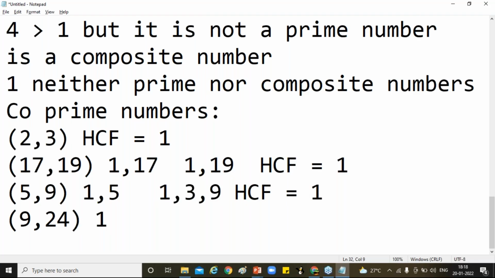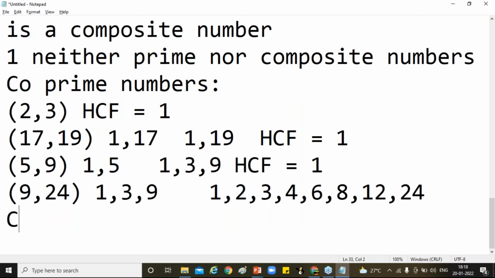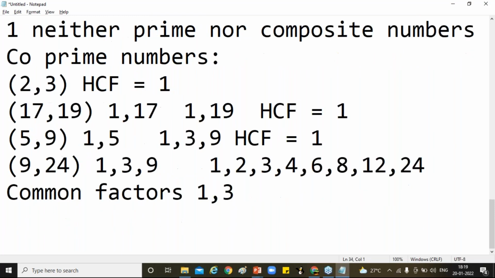But coming to 9, 24, 1, 3, 9 are the factors, and 1, 2, 3, 4, 6, 8, 12, 24 are the factors for 24. But which ones are the common factors? The common factors are 1, 3. Which one is the highest common factor? 3. For 9, 24, the highest common factor is 3.